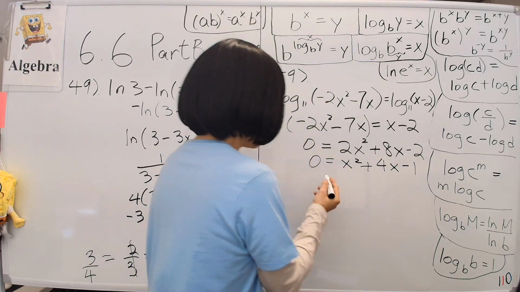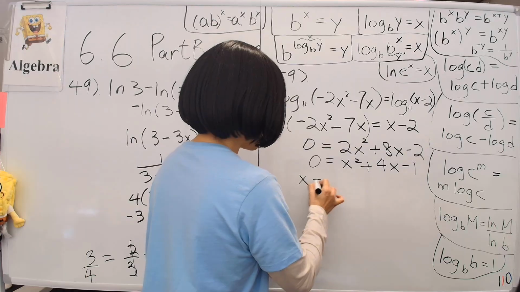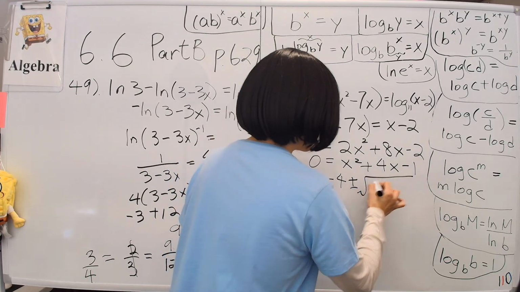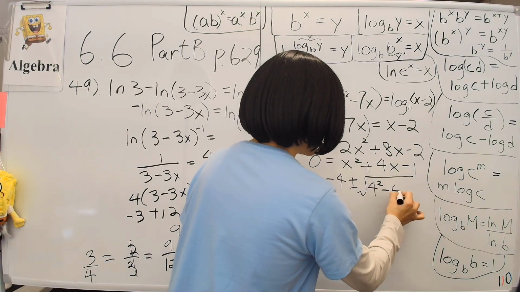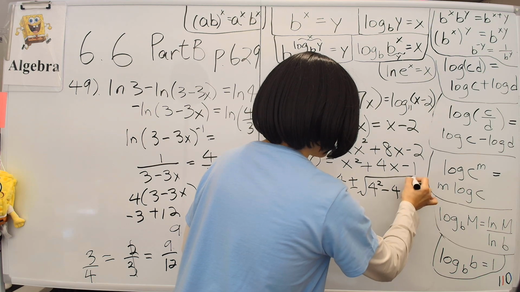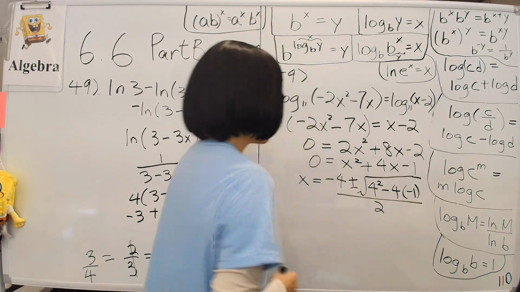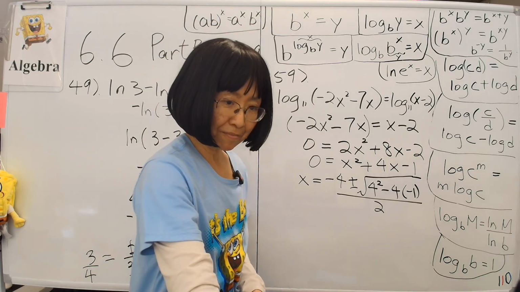Okay, so the quadratic formula states that x equals minus b plus or minus the square root of b squared. b is 4. Okay, b squared minus 4 times a, which is 1, and c is minus 1, so we need to write that down. All over 2 times 2. Let me think about this for a second, okay?